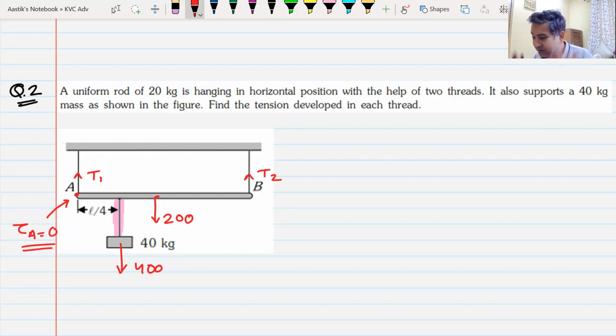How long should you have taken to multiply and divide something? I can do it orally. 400 into L by 4 plus 200 into L by 2 will be equal to T2 into L. L will cancel. This is 100. That is 100. T2 is 200.